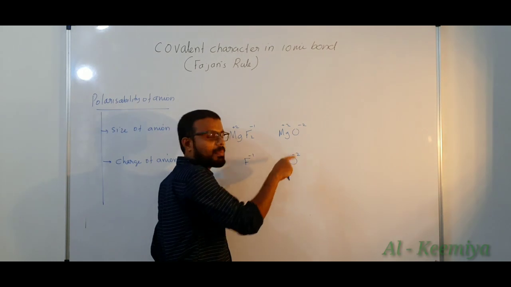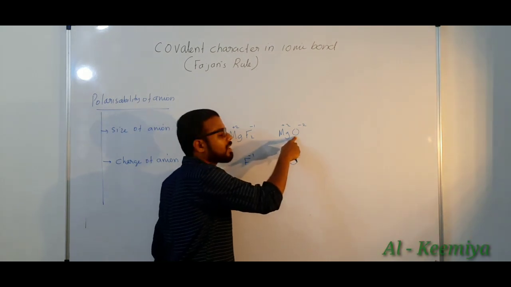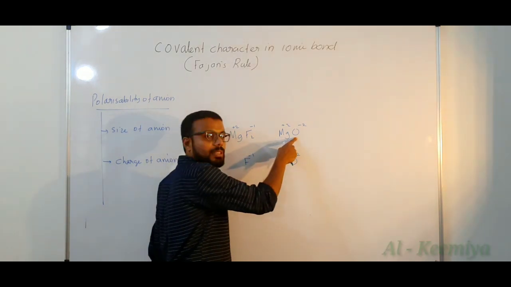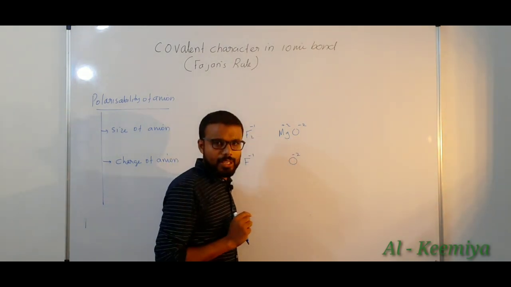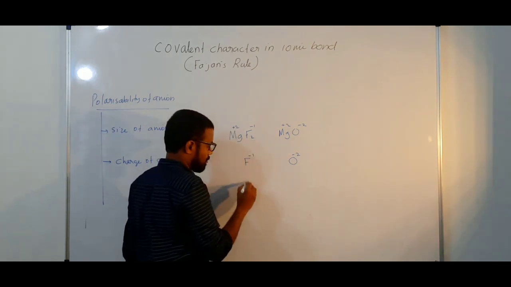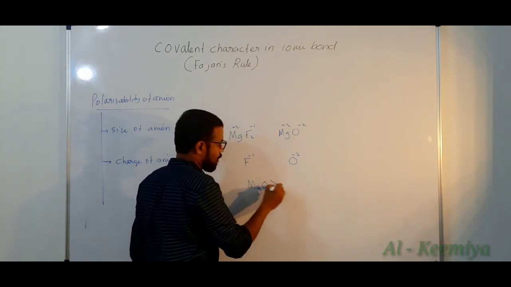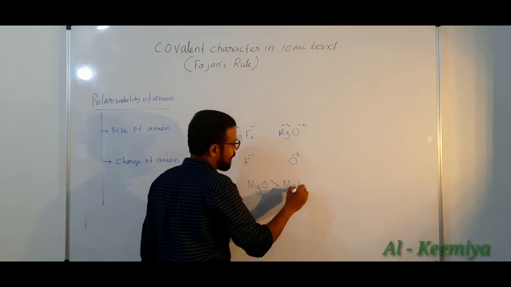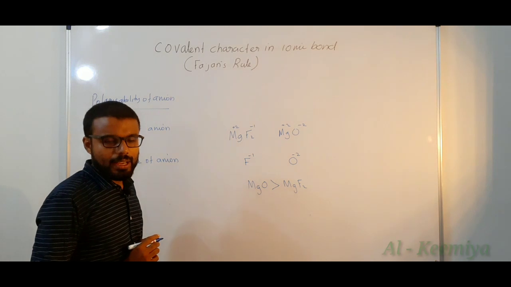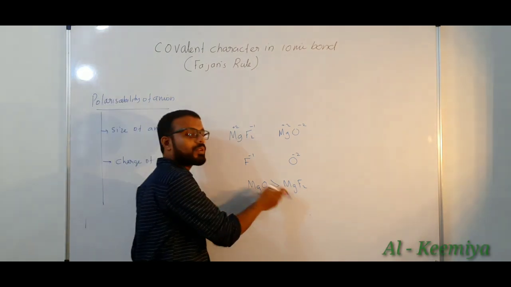So which will be easily polarizable? Oxygen is what? More polarizable than fluoride ion. So higher the polarizability, higher will be the covalent character. Okay, so which one is more covalent? MgO is more covalent than MgF2. That is MgF2 is ionic.